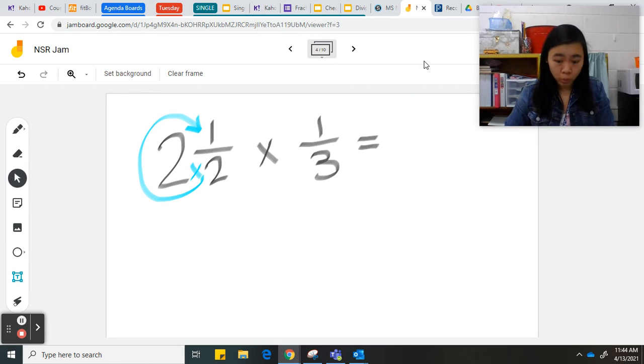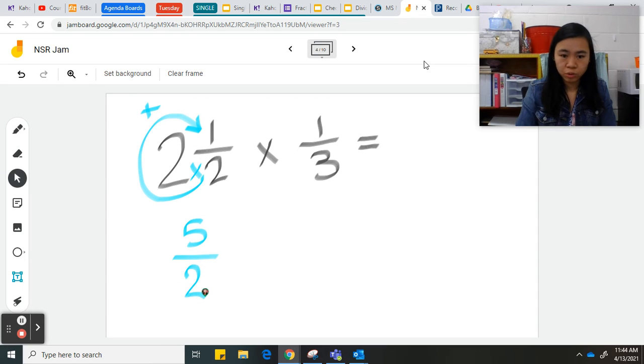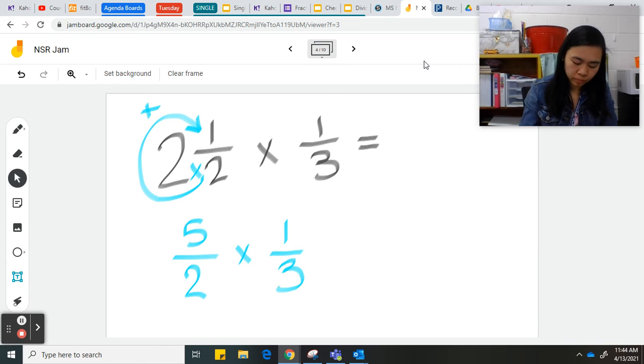2 times 2 is 4. And then we are going to add the 1. So 4 plus 1 is 5. And then our denominator stays the same. Okay, so 2 and 1/2 is the same thing as 5/2. Okay, I'm just going to go ahead and bring everything else down. And now I am ready to multiply straight across.